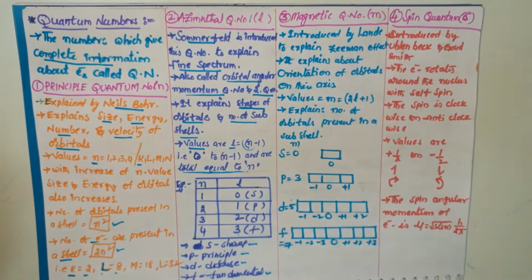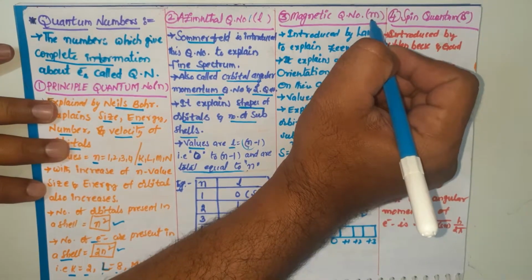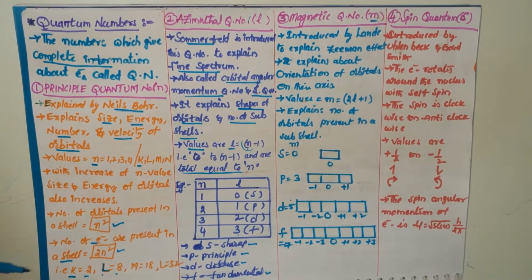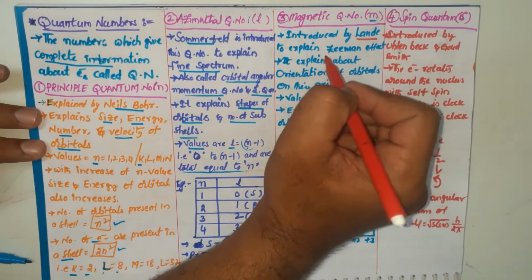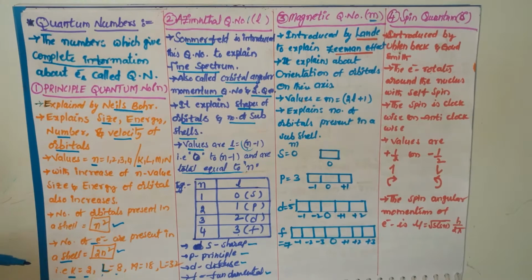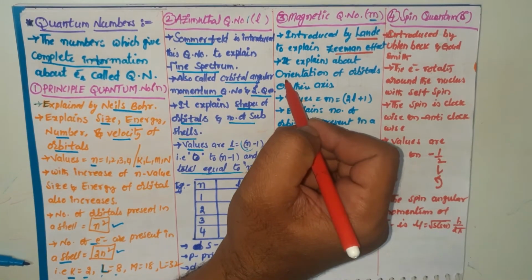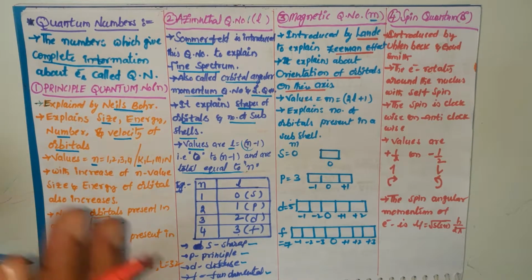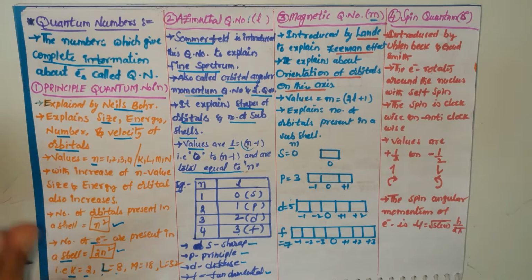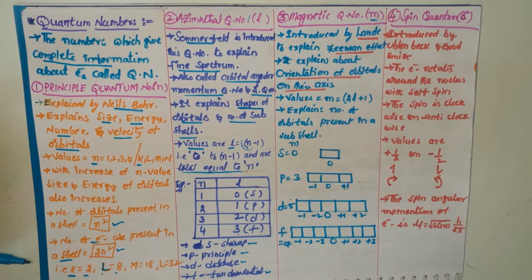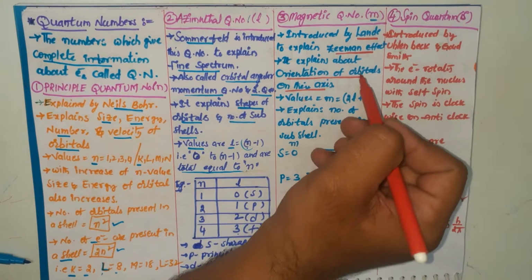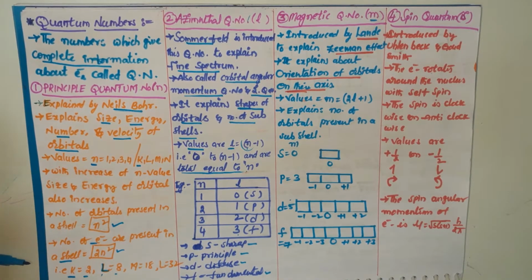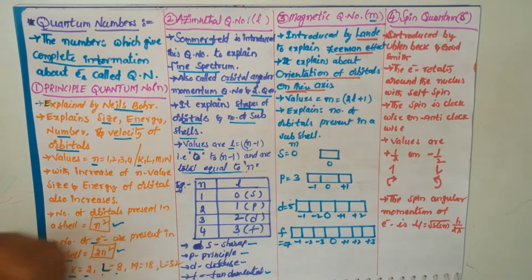And next, the magnetic quantum number. It is denoted by small m. It was introduced by Lande to explain the Zeeman effect. Okay students, it explains the orientation of orbitals along their axes. Orbitals are nothing but clouds of electrons. The electrons always move around the nucleus. The region where the electron is found is known as an orbital, and its orientation along the axes is explained by the magnetic quantum number.